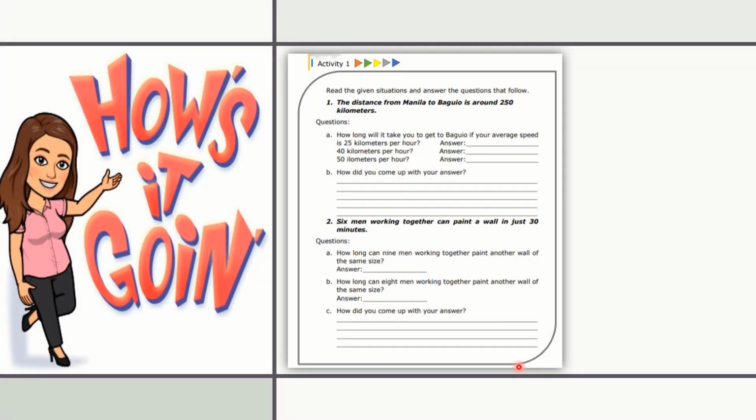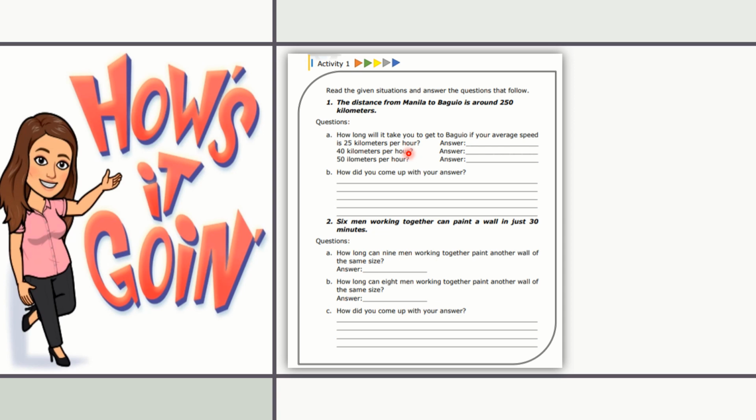Explore your understanding. This exploratory activity will present to you the basic concepts of rational functions, equations, and inequalities. Activity 1. Read the given situations and answer the questions that follow. The distance from Manila to Baguio is around 250 kilometers. The first given average speed in question A is 25 kilometers per hour. How long will it take you to get to Baguio if your average speed is 25 kilometers per hour?